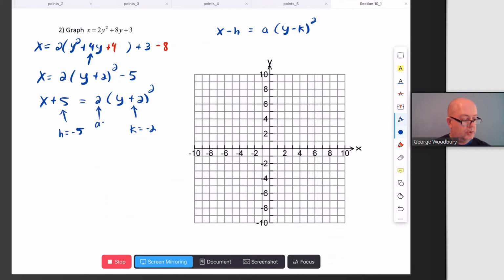A is 2, so that means that it's going to open to the right, and that 2 is a stretch factor, so this one's going to move to the right a lot faster than the first one we did move to the left. All right, vertex, negative 5, negative 2.